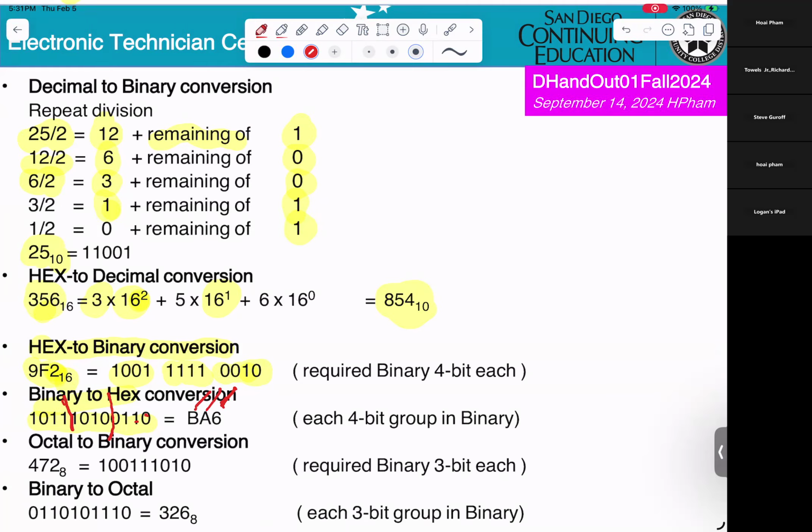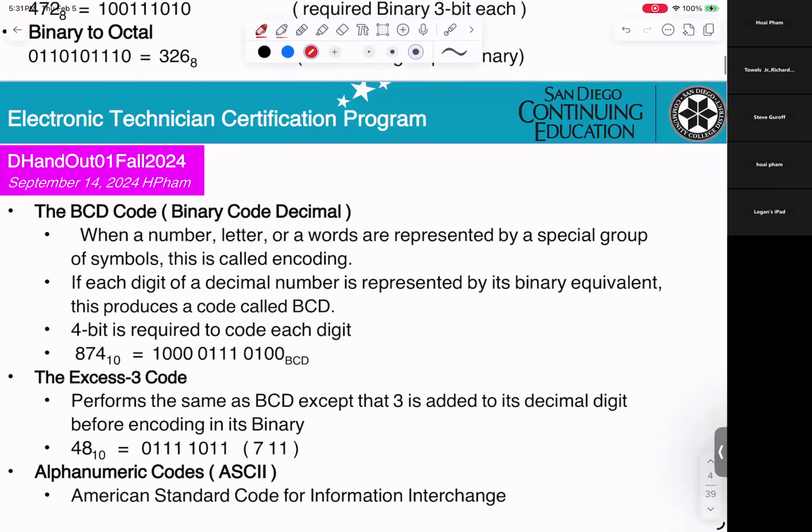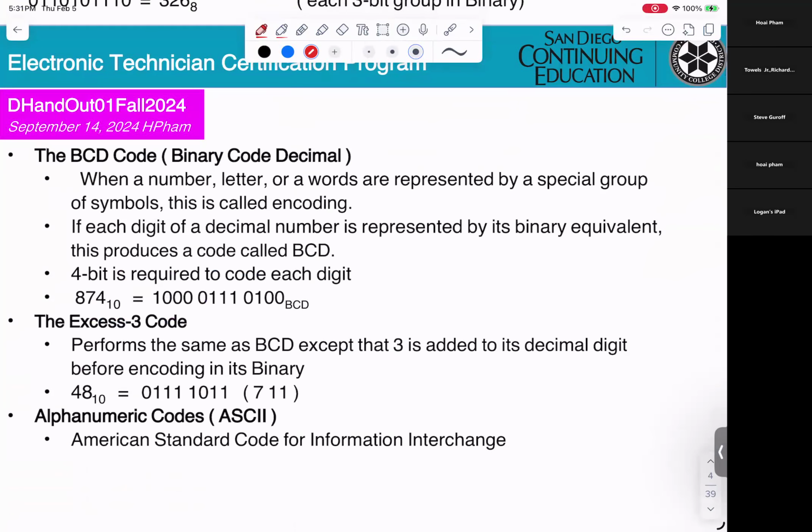Okay? On the next page, you can see they give you the table of equivalents. Octal to binary, we don't want to tell you, they're not using it anymore. Now, another one, BCD code, binary coded decimal.